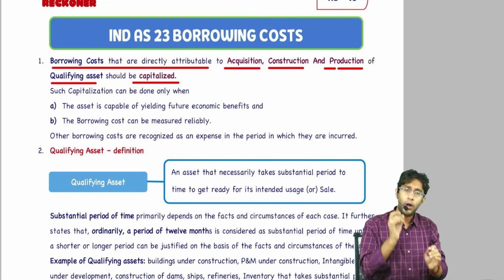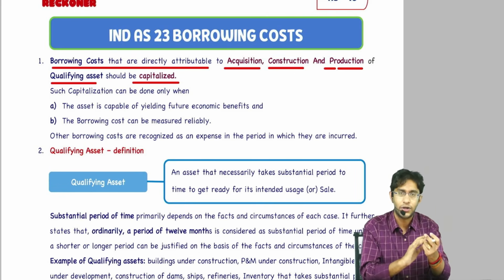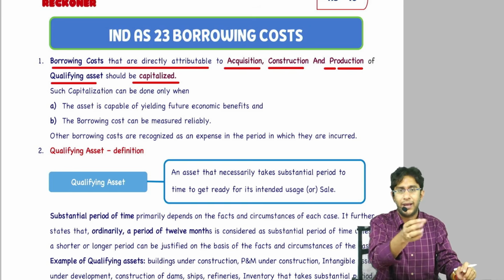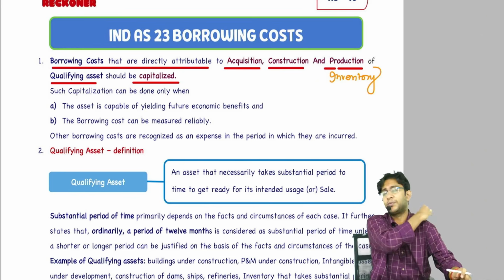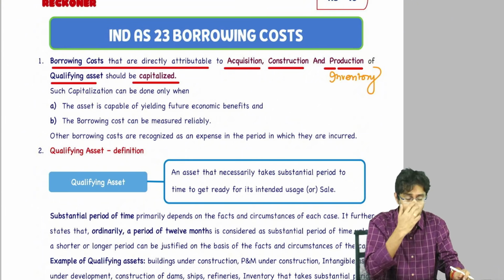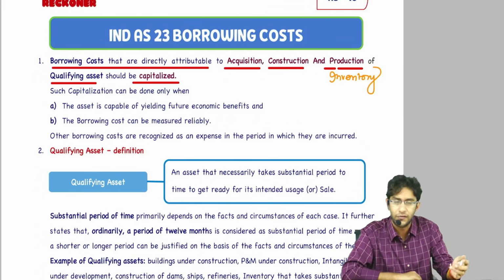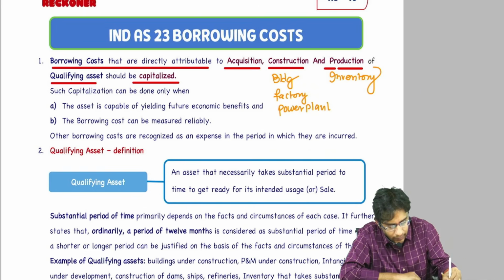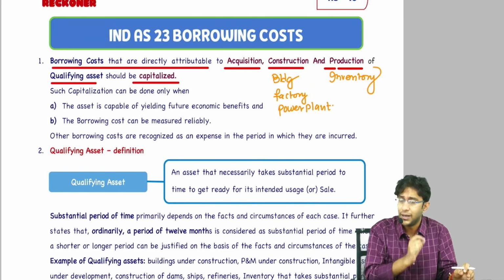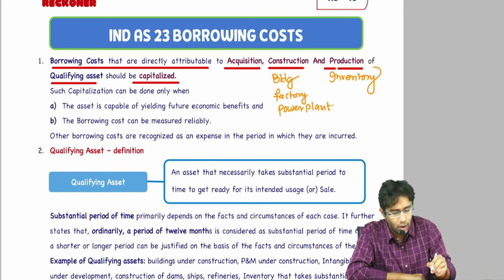See, sir, borrowing cost incurred for acquisition, construction, and production of a qualifying asset can be capitalized. An example of production of a qualifying asset is inventory. If inventory is produced and it takes a substantial period of time, it can become a qualifying asset. We have already discussed that. Construction of a qualifying asset, very easy example: you can take a building, a factory, a power plant, multiple examples. Now, what example can we give for acquisition of a qualifying asset?